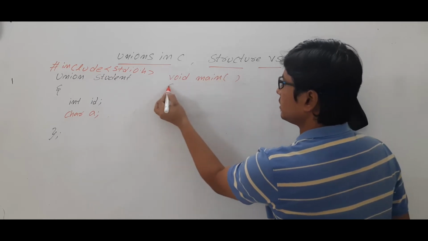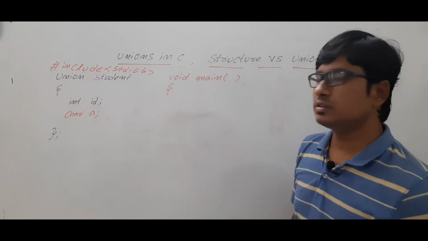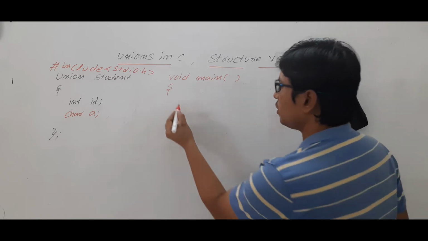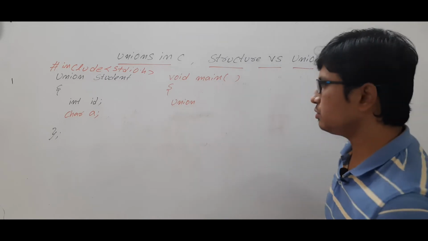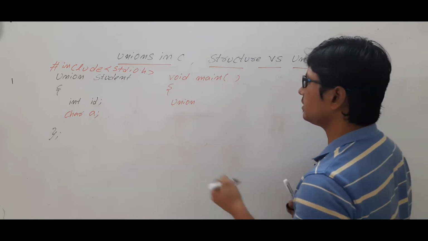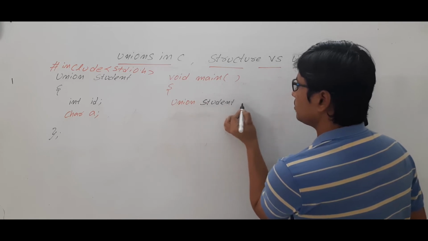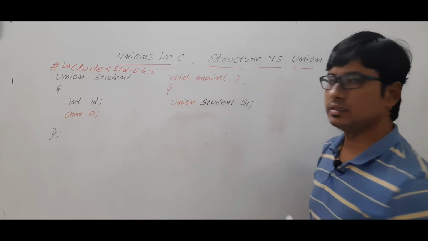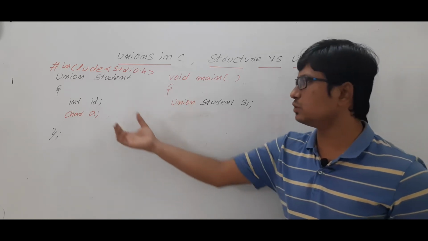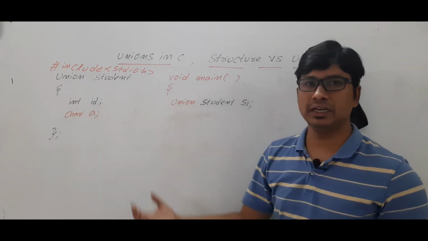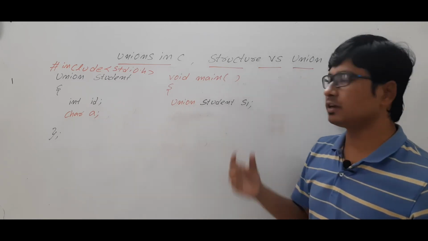Is it clear? Then let me declare a variable of student which is a union. So how can I declare? Same way, in place of struct, here I will use union, and the name of the union is student, and the name of the variable, let's take it as s1. Is it clear? If you want to know the size, you said 4 bytes and 1 byte, so for a 32-bit compiler, 4 bytes of memory will be allocated for this variable.